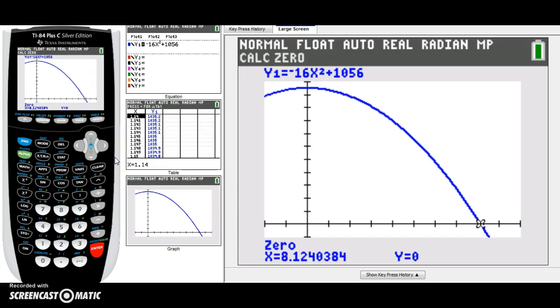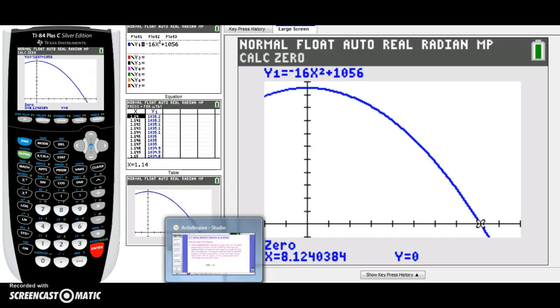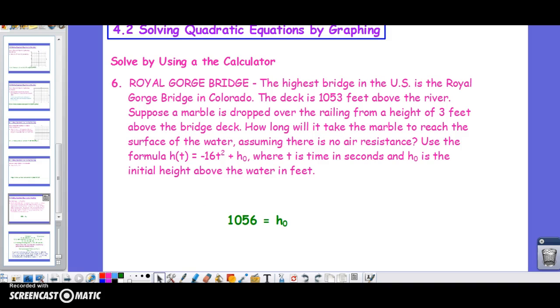So that's seconds. So whatever we dropped, a marble, it would take about 8 seconds to land in the water. And that's it for number 6. And just kidding, I guess this was the last example, so you have done this before. But that's how you do it in a real-world situation.